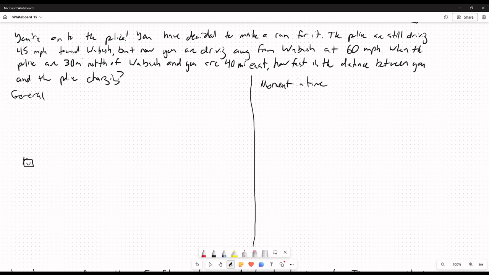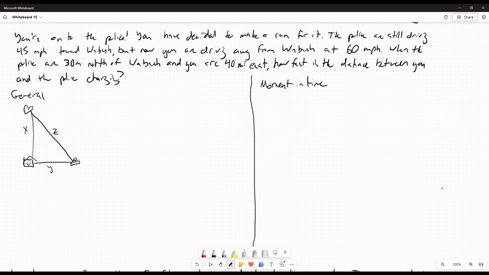Here's Wabash again. The police are driving south and their distance is going to be given by x. But now my distance from Wabash is also changing. It's no longer a constant, so I'll call my distance y. Then we'll say that the distance between me and the police is given by z. So here's the police car. Here's me in my little car, or it's you, I guess. You're driving away from the police. It's fine. And all of these things are changing over time.